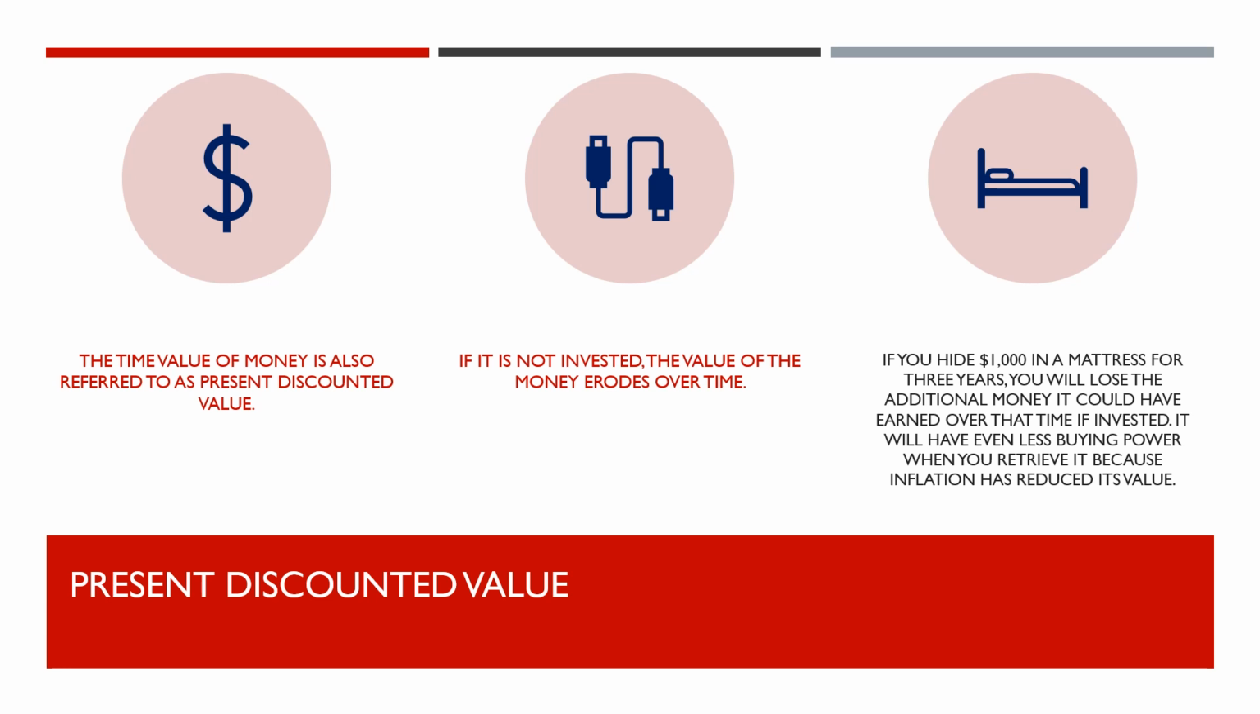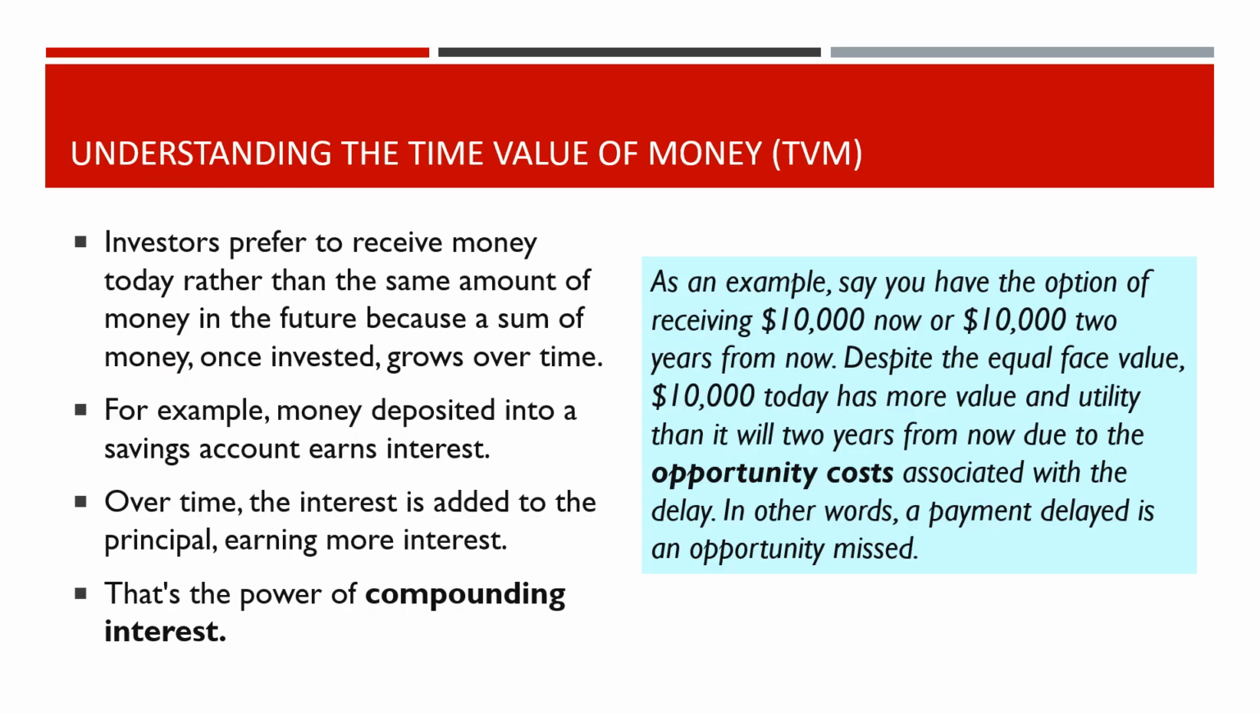If you hide $1,000 in a mattress for 3 years, you will lose the additional money it could have earned over that time if invested. Indeed, it will have even less buying power when you retrieve it, because inflation has reduced its value. Investors prefer to receive money today, rather than the same amount of money in the future, because a sum of money, once invested, grows over time. For example, money deposited into a savings account earns interest. Over time, the interest is added to the principal, earning more interest. That's the power of compounding interest.